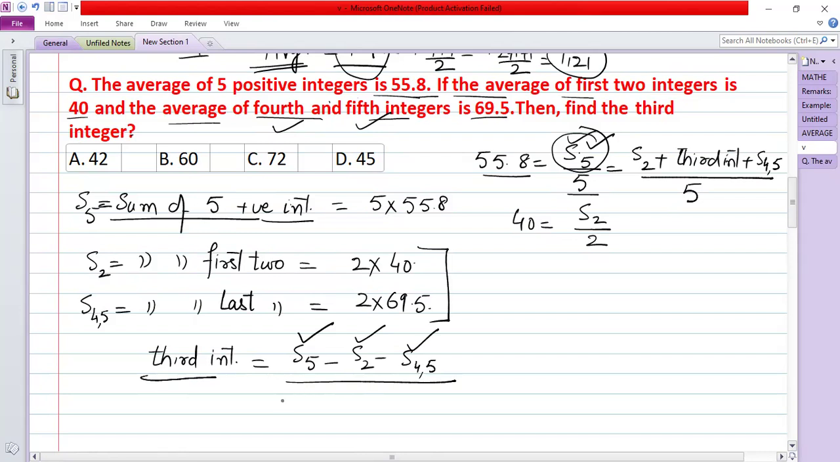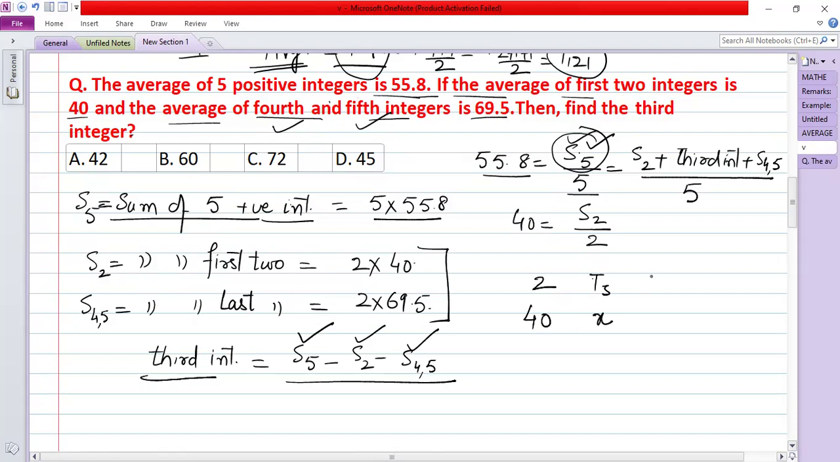But here the calculations will be a bit lengthy. So we have now a shortcut technique, tips or tricks. The way is that I will write 2 here, the first two terms, and their average is 40. Then I will write the third term. I denote it by T3. And this term is unknown, X.